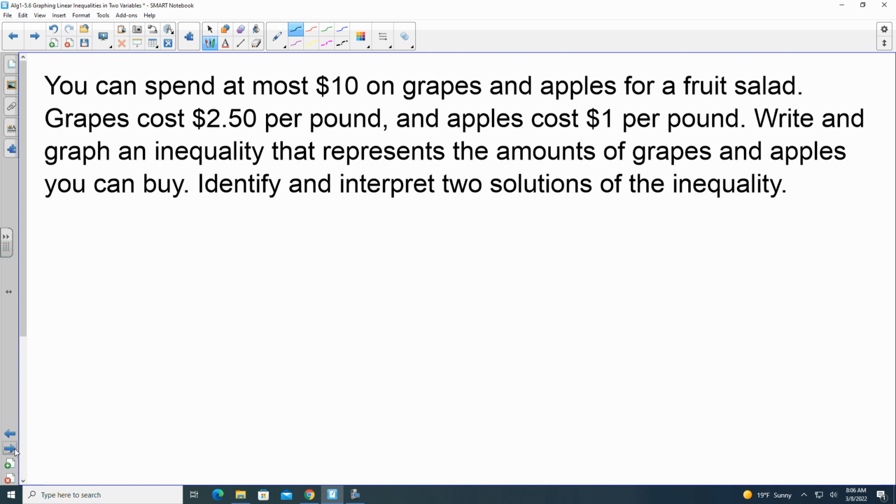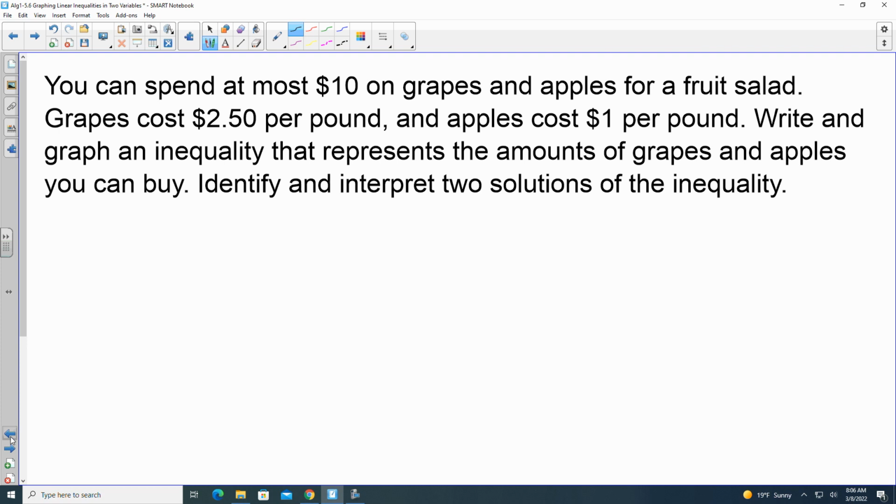In this problem, they're telling us that you can spend at most $10 on grapes and apples for a fruit salad. Grapes cost $2.50 per pound and apples cost $1 per pound. They want us to write and graph an inequality that represents the amount of grapes and apples you can buy. Identify and interpret two solutions for the inequality.